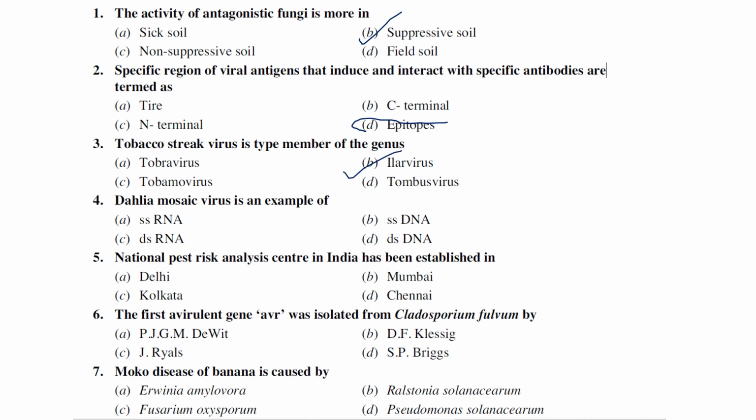The next one: Dahlia mosaic virus is an example of which genome? They have given options: single stranded RNA, single stranded DNA, double stranded RNA, double stranded DNA. So Dahlia mosaic virus contains a genome of double stranded DNA. Along with Dahlia mosaic virus, one more virus, cauliflower mosaic virus, also contains double stranded DNA as a genome, right?